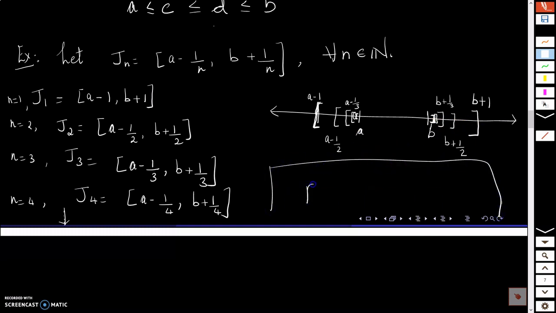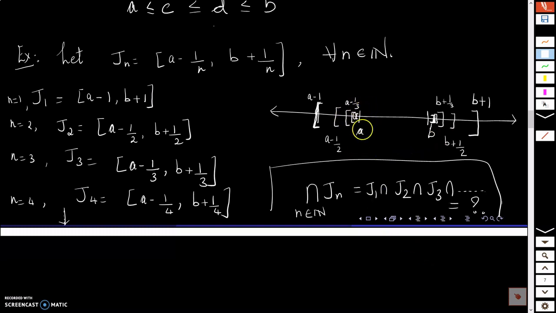What I want to look at is this: what will be the intersection of all the Jn's, where n varies over natural numbers? So I'm looking at J1 intersection J2 intersection J3 intersection J4 intersection J5 and so on. How much is this? Can you all guess what the intersection of all these Jn's will be?